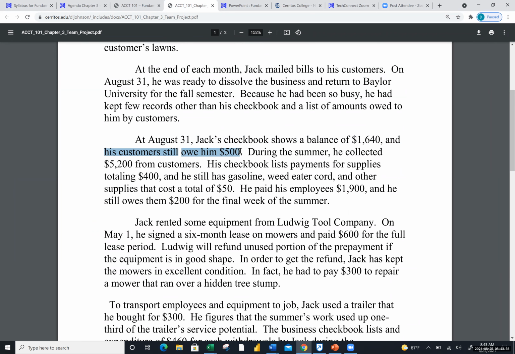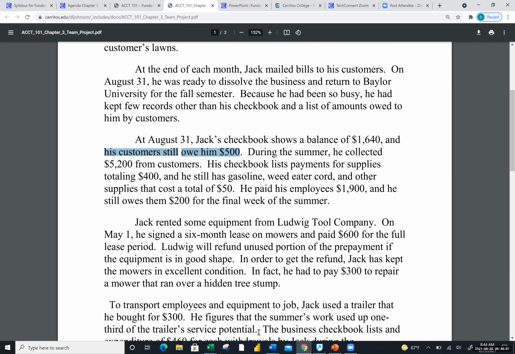Okay, that's a reportable transaction. That's why we have this chapter. If someone owes you money because you've completed some work, in this case, he mowed some lawns, we need to get that on the books. Why do we need to get that on the books? Because GAAP says you record revenue when earned, not when received, but when earned. And it says his customers still owe him $500. I need to put that on my books.